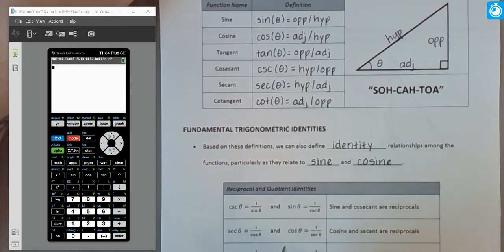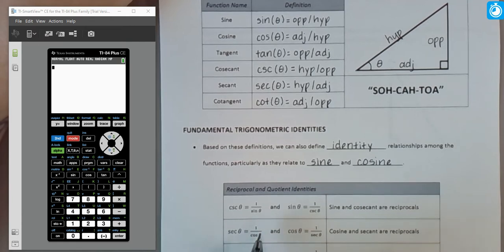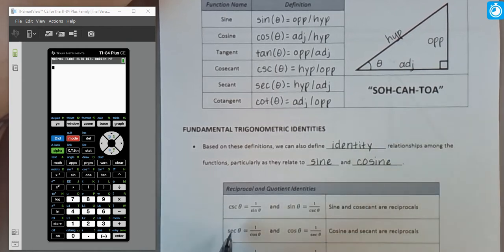So what that means is if you have one of these two values, if you know the cosecant of an angle, or if you know the sine of an angle, you know the ratio associated with that angle, then you can determine the other function just from knowing what that is by taking its reciprocal. Now, secant and cosine are defined in the same way.